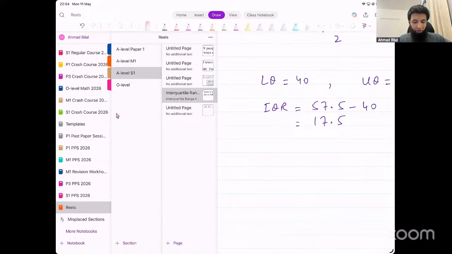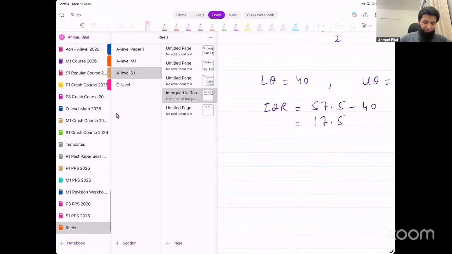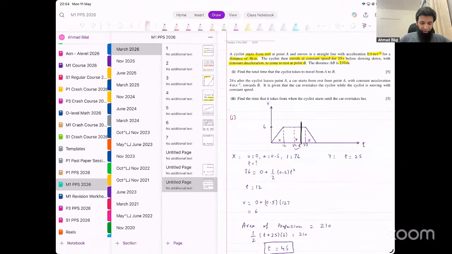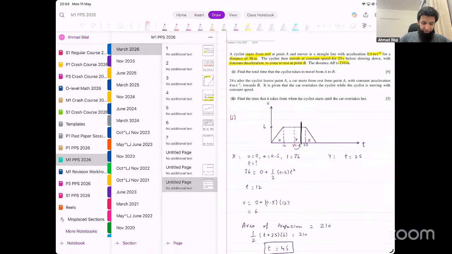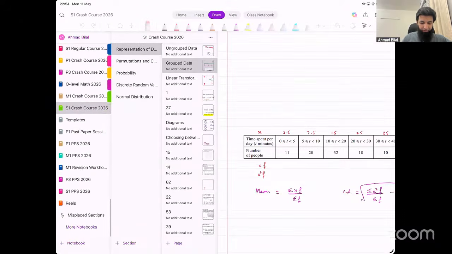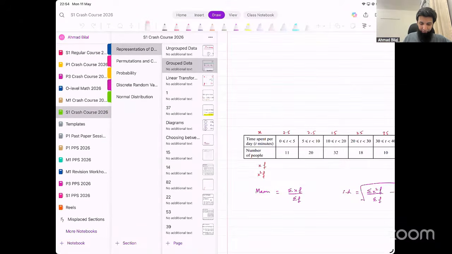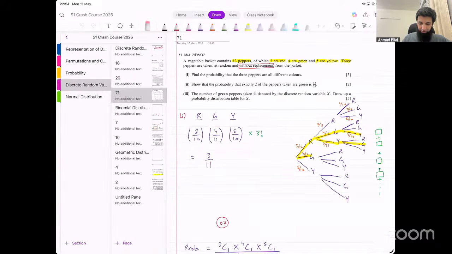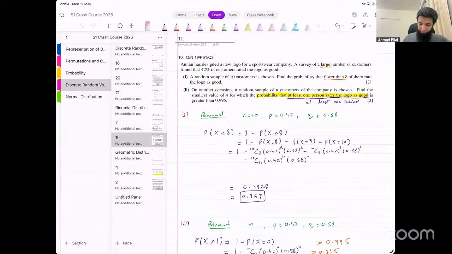Are we allowed to use logs in S1? Okay, let me actually just go through that as well. That was one thing that I had in mind because it hasn't come in recent papers, but you need to know about that. Might be covered somewhere here. Discrete random variables, binomial distribution.